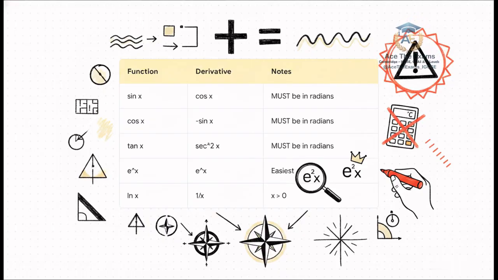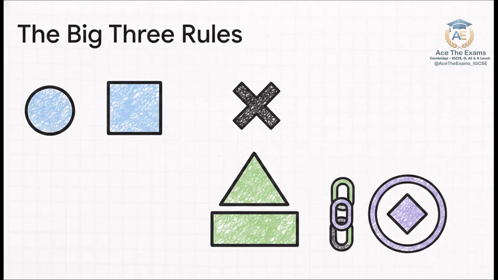But here is that massive trap I warned you about a minute ago. When you're differentiating any trig function, sine, cosine, or tangent, your angle absolutely must be in radians, no exceptions. If your calculator is sitting in degrees during the exam, the red pen comes out immediately and all your subsequent marks are gone.